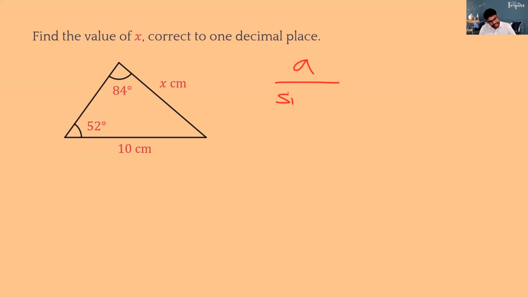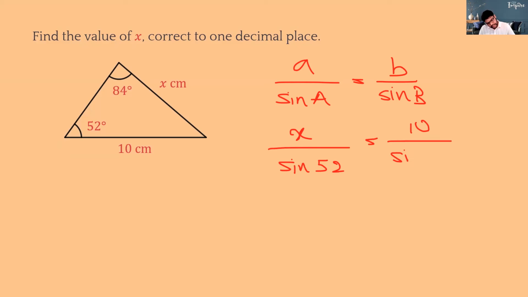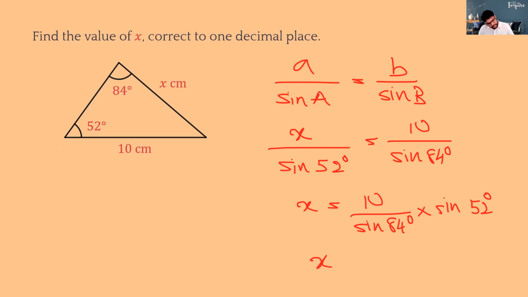So a over sine A is equal to b over sine B. Children, we have to use the sine rule for this one, right? So we'll take x over sine 52 equal to 10 over sine 84. Then you multiply by sine 52, so 10 over sine 84 degrees times sine 52 degrees. You get x equals to, so you can put this into your calculator straight away. The answer comes to 7.9 centimeters to 1 decimal place.